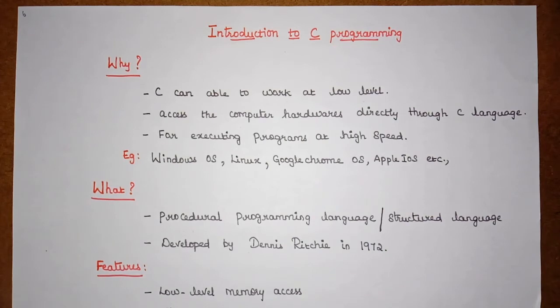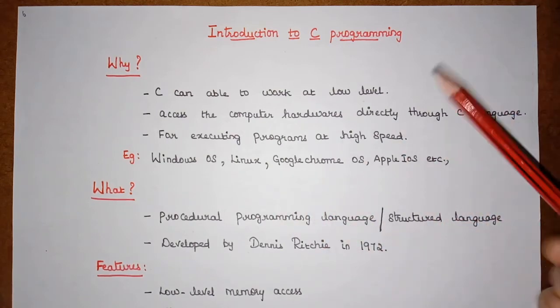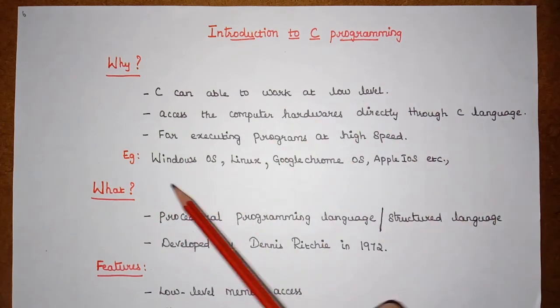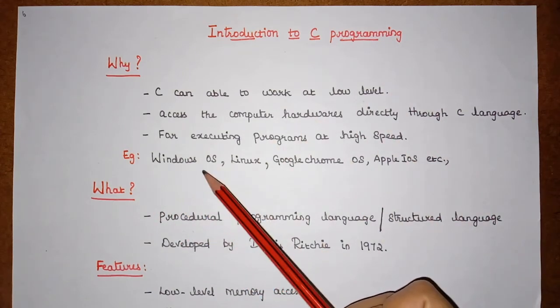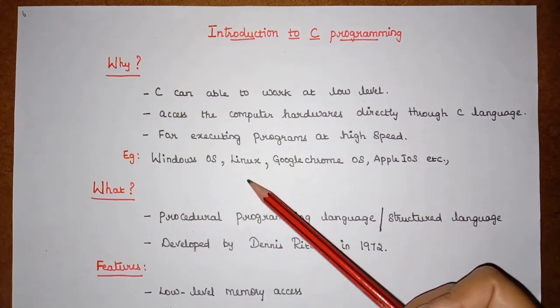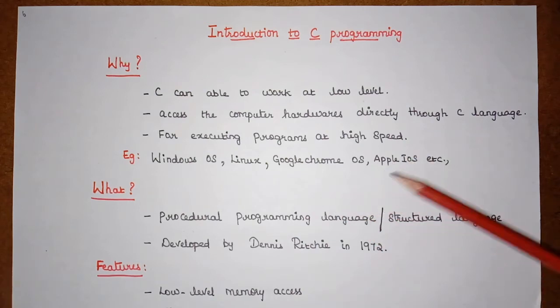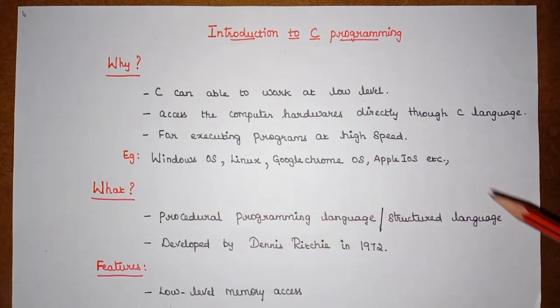There are some applications which have been implemented using the C language, and which are still in use with the help of C programming: Windows OS, Linux, Google Chrome OS, Apple iOS. All these OS are written with the help of C programming.